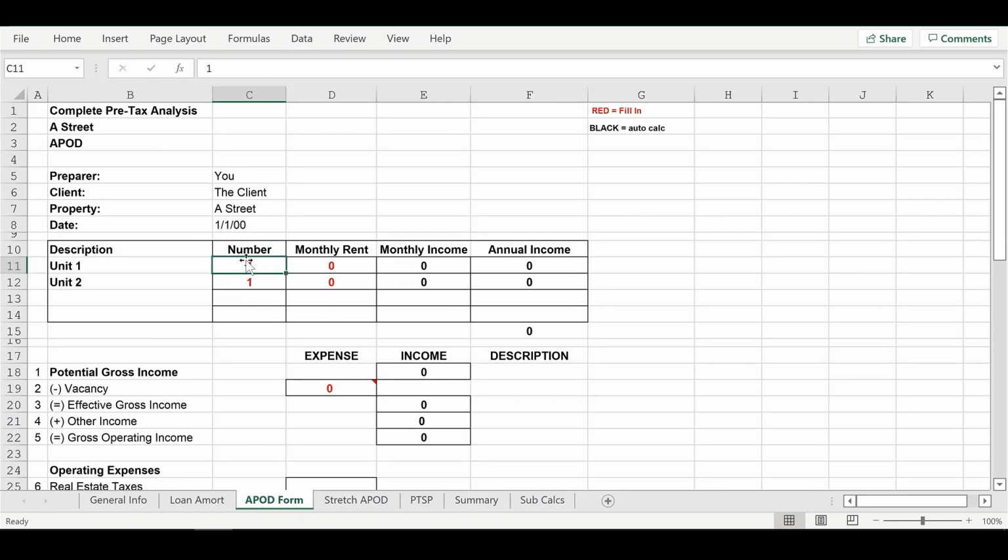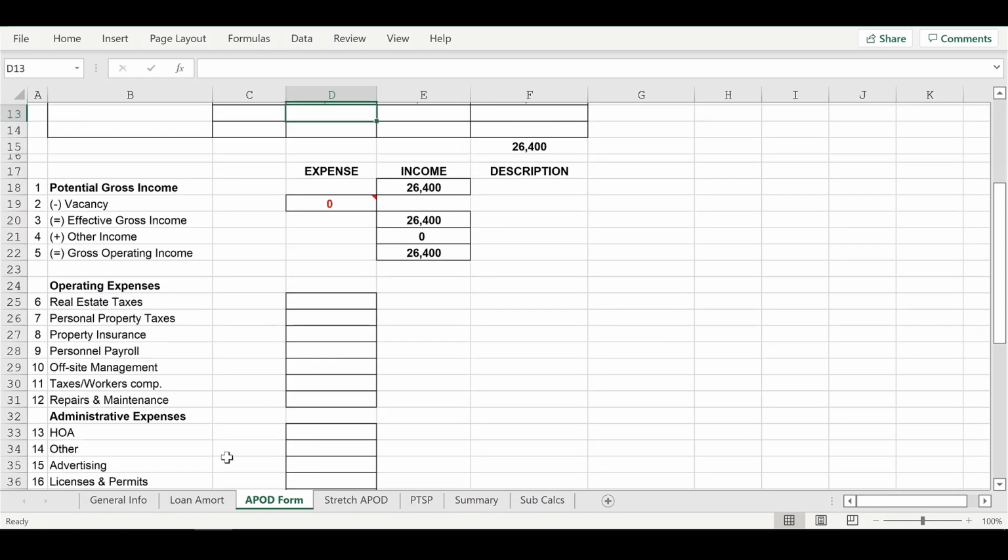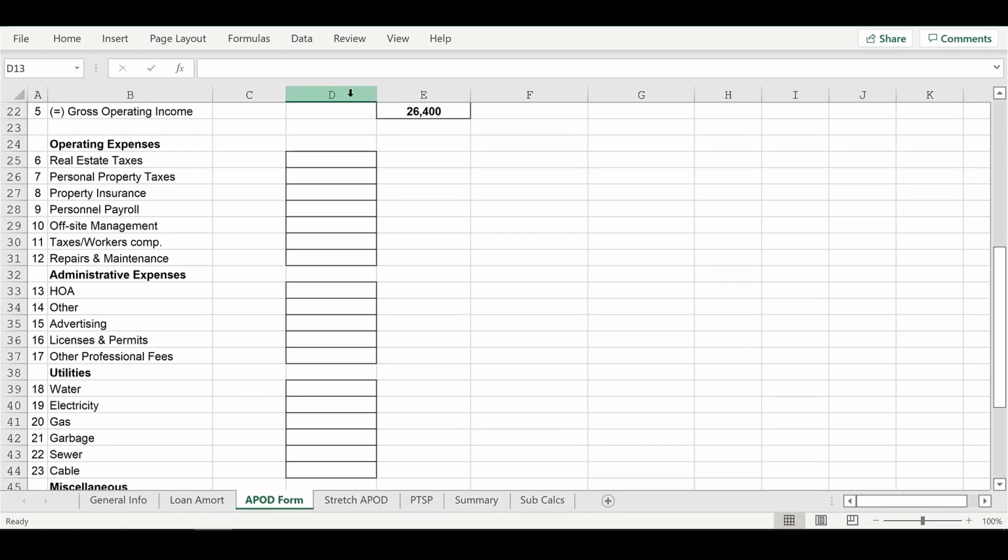So in the case, we have two units. The first one's going to rent for $1,100. And the second one's going to rent for $1,100. Gives us $26,400 total. There's no vacancy. And we'll plug in the property taxes as $3,000. Property insurance is $950. And repairs and maintenance came in at $540. Licenses and permits were $982.